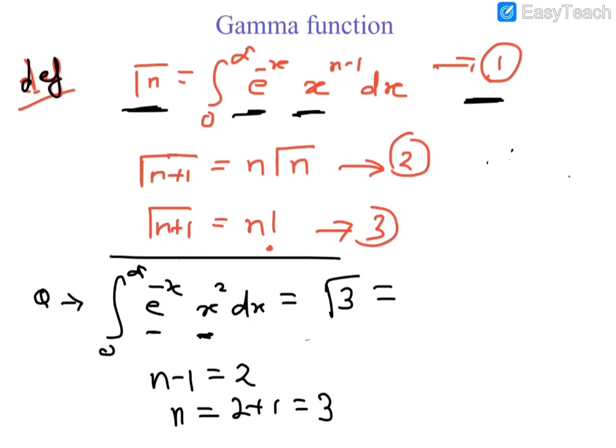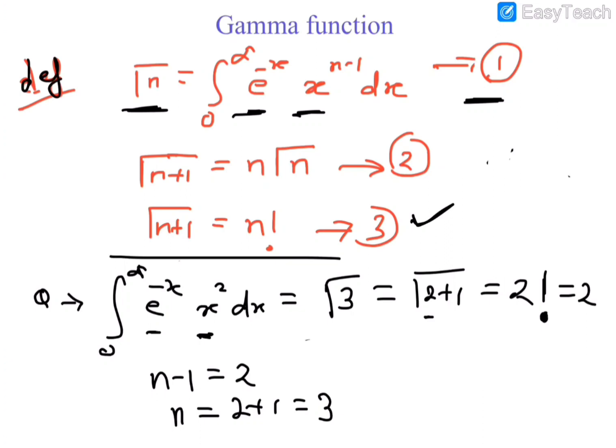Now we are going to use this third property, that gamma function of n plus 1 is n factorial. So what is 3? 3 is nothing but 2 plus 1. So here n is again 2, so it can be written as 2 factorial. And what is 2 factorial? 2 into 1, that is nothing but 2.